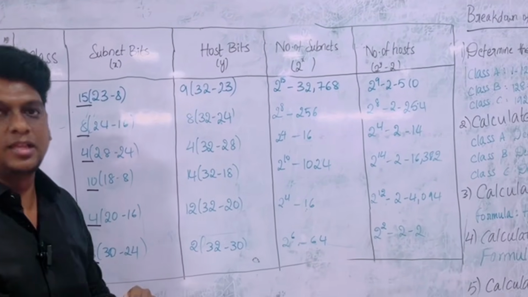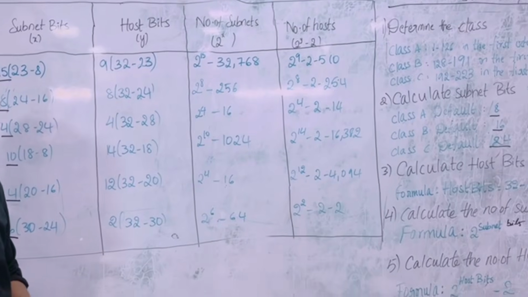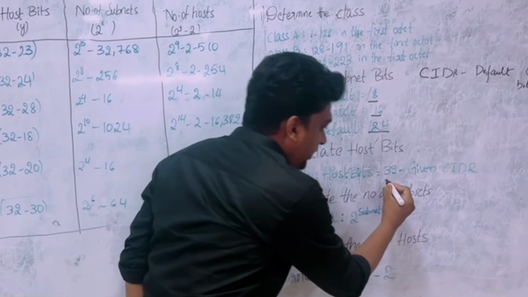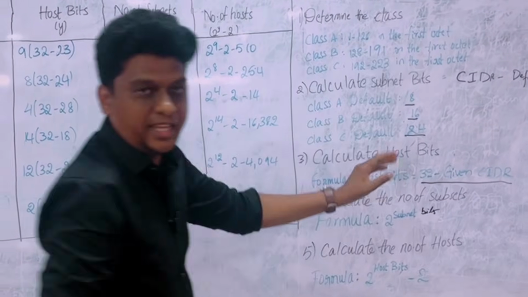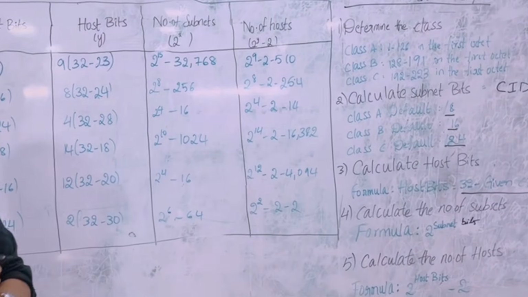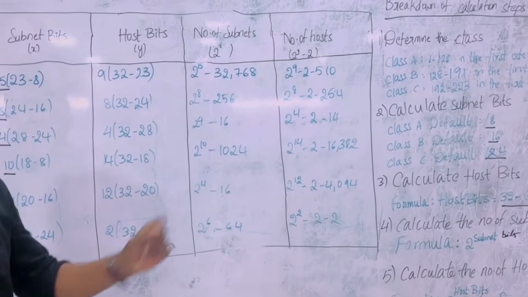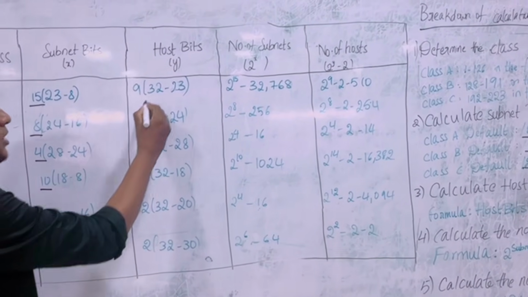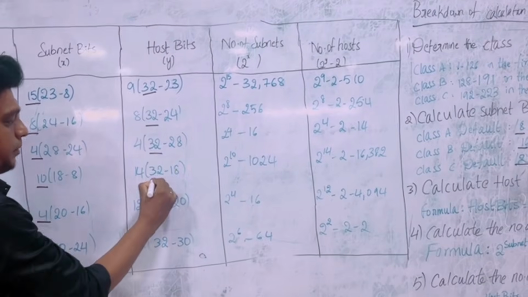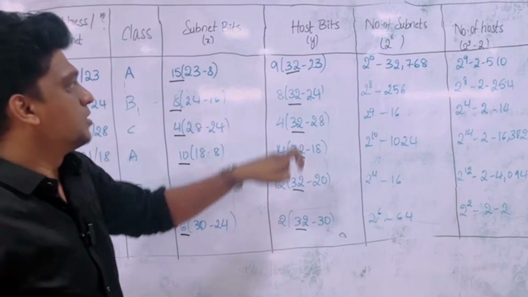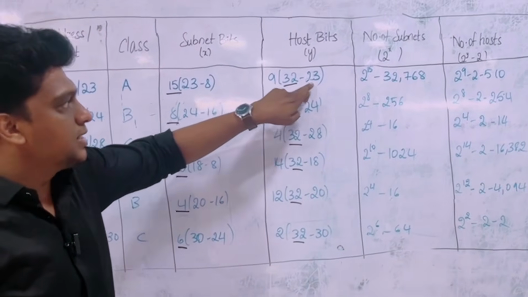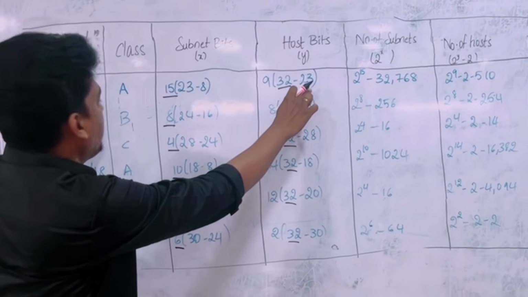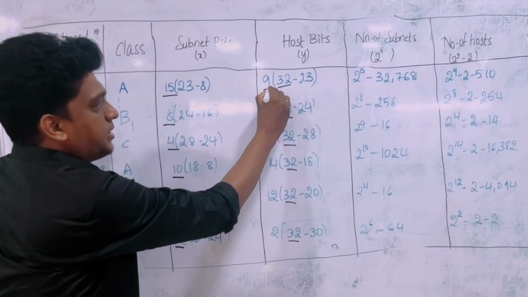The host bits represent how many host addresses are available. They can be calculated with the formula 32 minus the given CIDR. We use 32 because for IP version 4 the total representation is 32. So 32 is common for all the representations, and we use 32 minus CIDR for all cases. Here 32 minus 23 gives the answer 9.